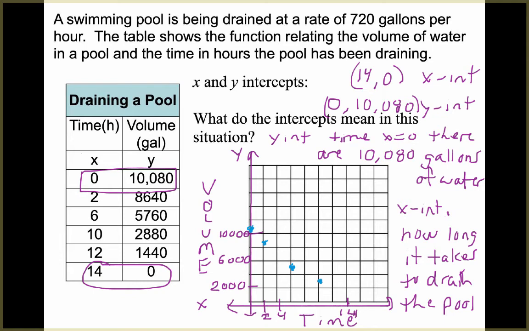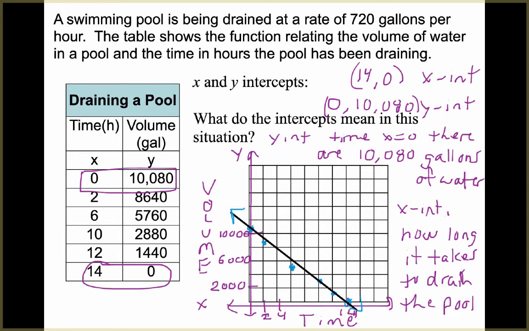And then we have 14 goes to 0. Oh, I forgot 12. 12 goes to 1440. That goes right in here somewhere. And if we graph our points, we should be able to connect these pretty decently with a line, but since we're estimating, it's not going to be perfect. So if it's not perfect, don't worry about it for this type of graph. We want to be pretty close.